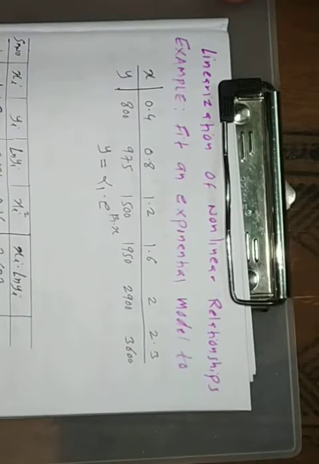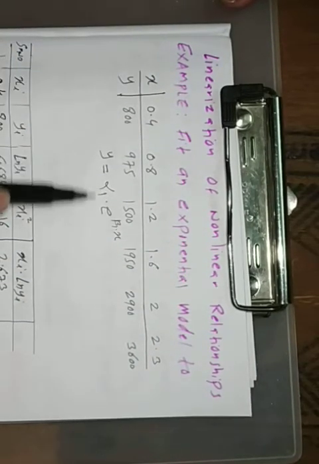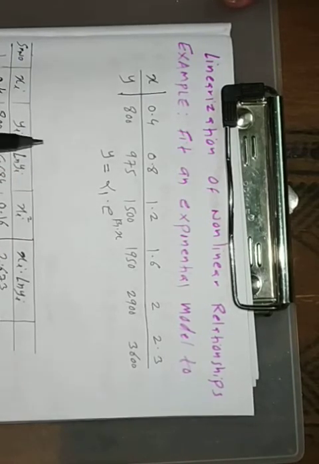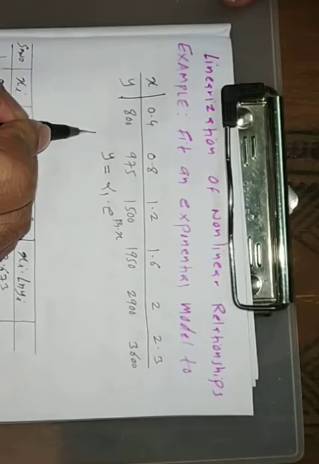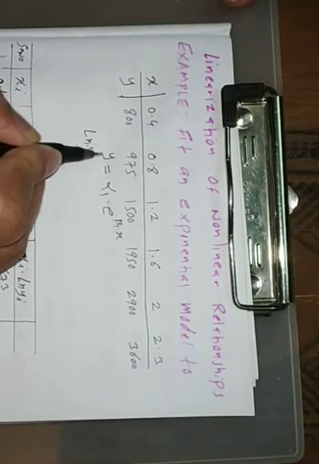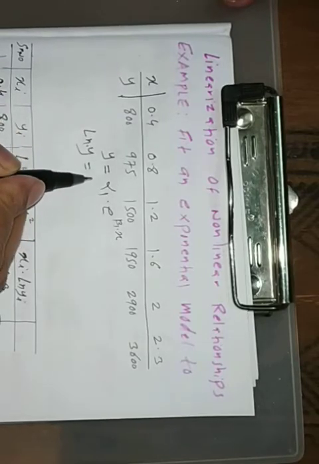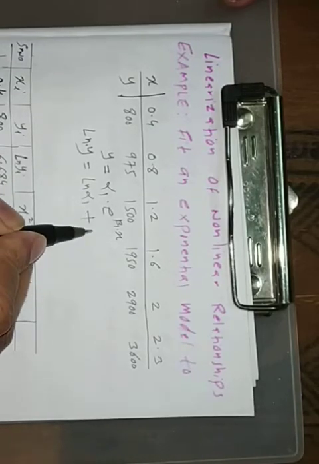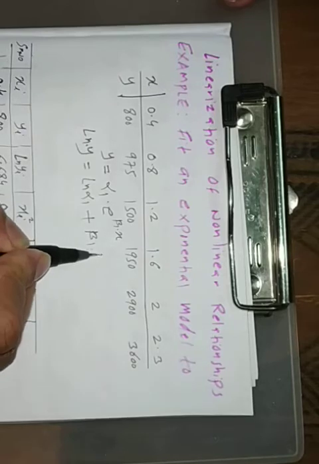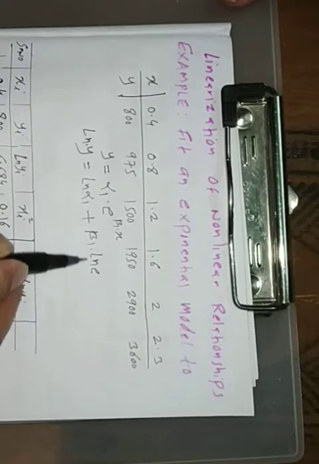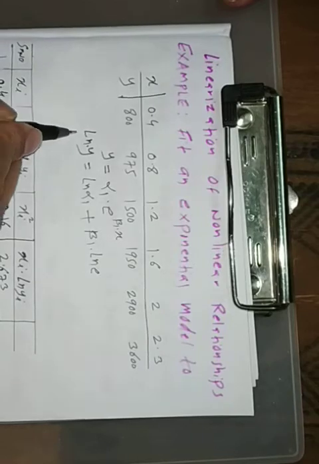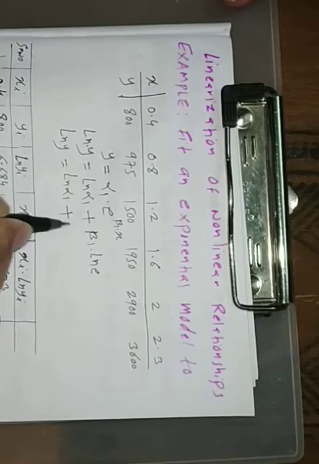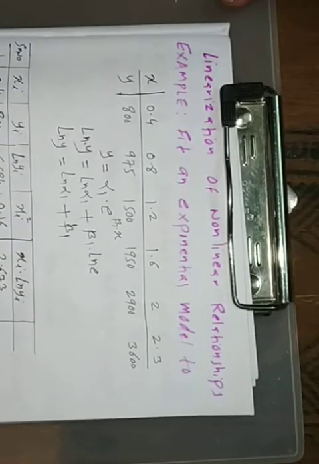So how to find out? First of all, we need to linearize this equation. How to linearize one exponential equation? We have seen in the previous discussion. So take natural log of y, it is equal to natural log of alpha 1 plus beta 1 into natural log of e. Now natural log of e is equal to 1. So this equation will become ln of y equals ln of alpha 1 plus beta 1.